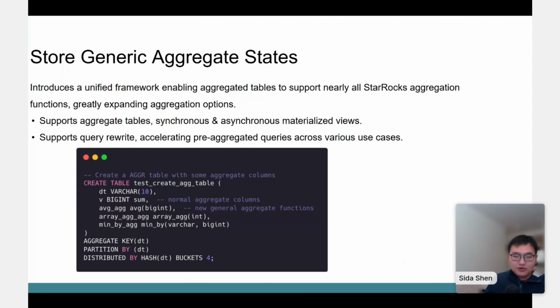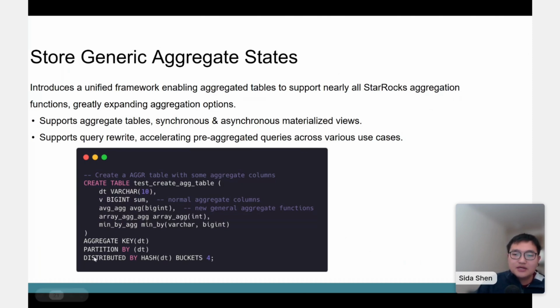Now it supports almost all aggregated functions, and there's still a few that are not supported. Just go into the documentation and take a look. All right. So it also supports query rewrite, right? Not only aggregated tables, and that's supported in async and sync materialized views as well, right?